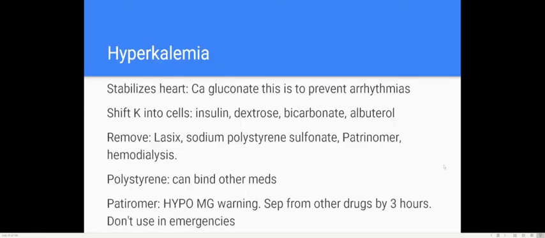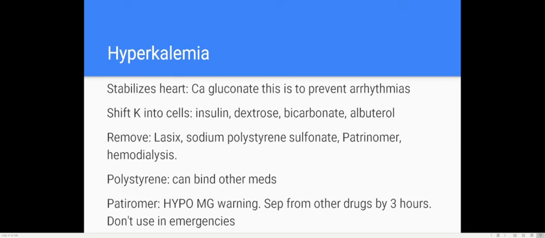So, last up we have hyperkalemia. Hyperkalemia is when your potassium's a little too high. This is bad because this can lead to arrhythmias in your heart, which is why the first step in treating hyperkalemia is using calcium gluconate, which stabilizes the heart to prevent arrhythmias. And after that, you want to shift the potassium into the cells. So use insulin, dextrose, bicarb, or albuterol.